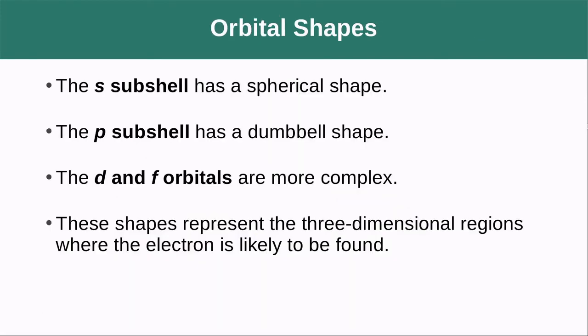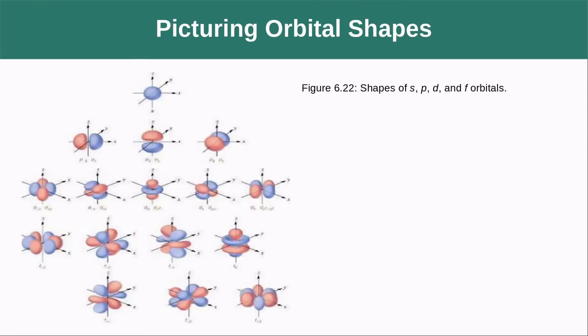So what are the shapes of these different orbitals? They're actually pretty exotic. The s subshell has a spherical shape. The p subshell looks kind of like a dumbbell. And the d and the f orbitals are a little bit more complex. So let's take a look at them here. Here we have our s orbital. Here we have our p orbitals. These can be arranged around the x, the z, or the y axis.